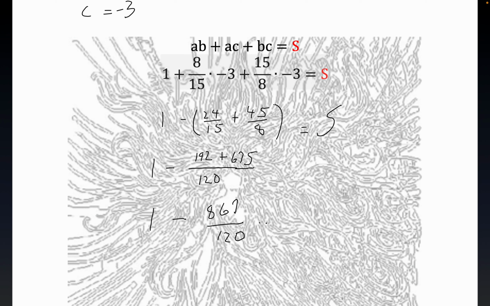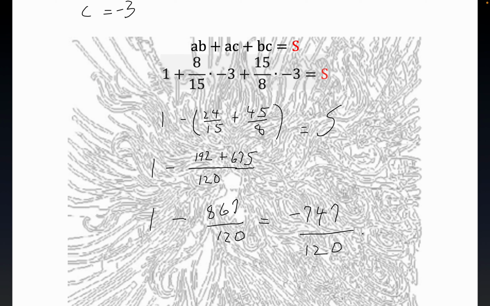Okay, now let's see. Can we simplify this any further? This would be, y'all, and I'm going to leave out one of the steps here, because this would be 120. And so you would have, let's see, your minus 747 over 120.